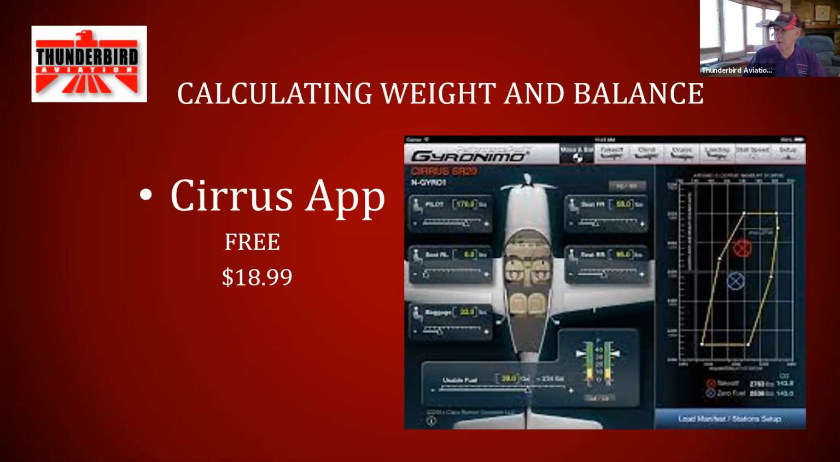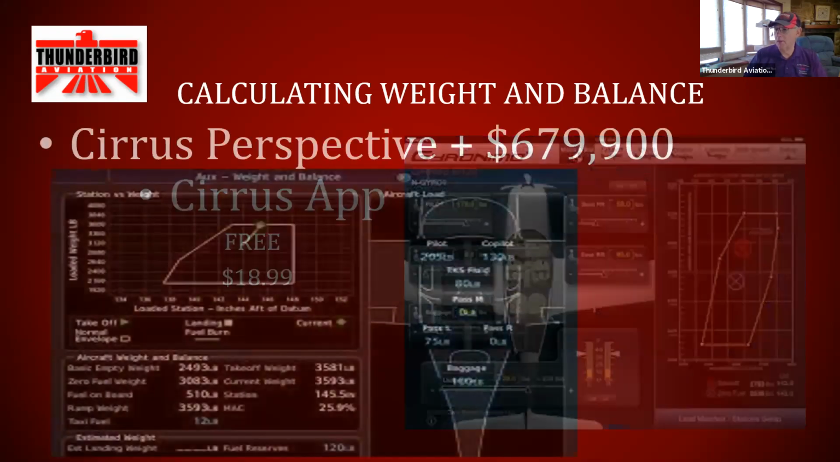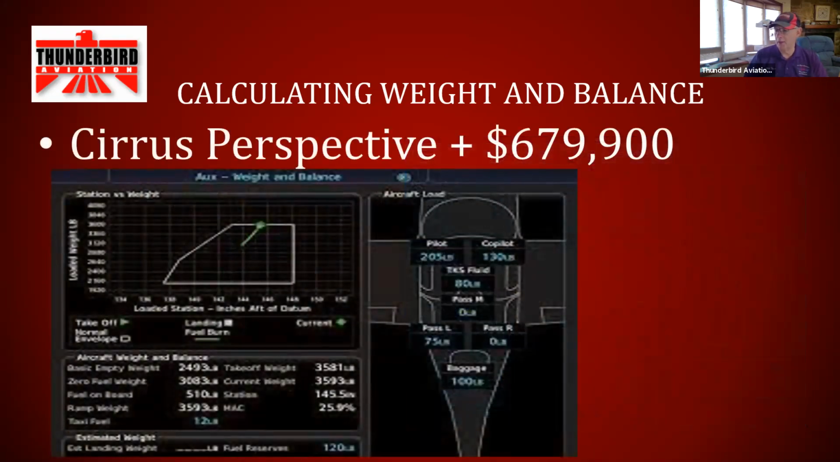If you have a little bit more money to spend, you can get this Cirrus Perspective Plus type weight and balance calculator that's connected to the Cirrus SR22 and I believe the SR20 newest versions. The only problem with getting this calculator in your hands is you've got to buy the whole airplane because it's part of the perspective system in the airplane itself. So it's going to cost you a base price of $679,900. That's the base price. None of them are sold like that.